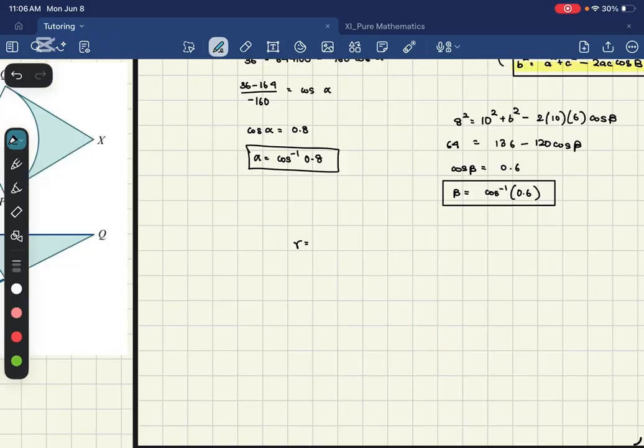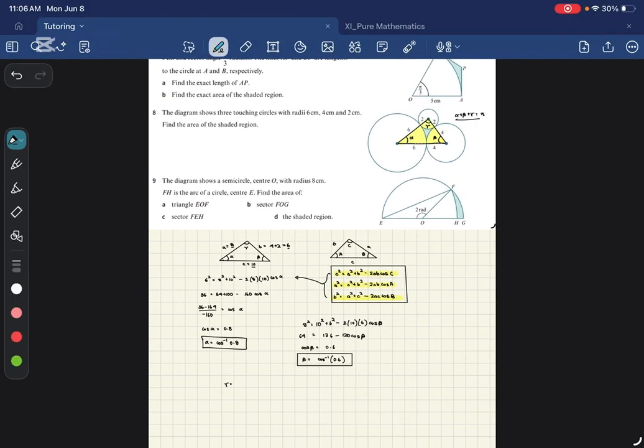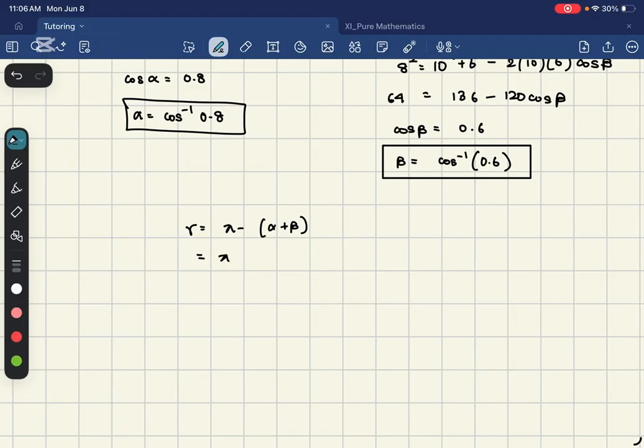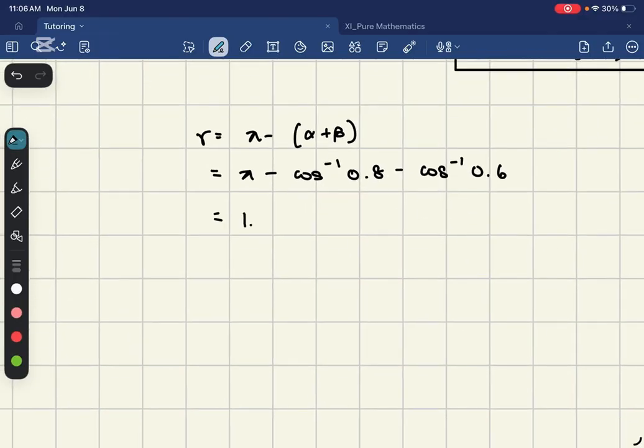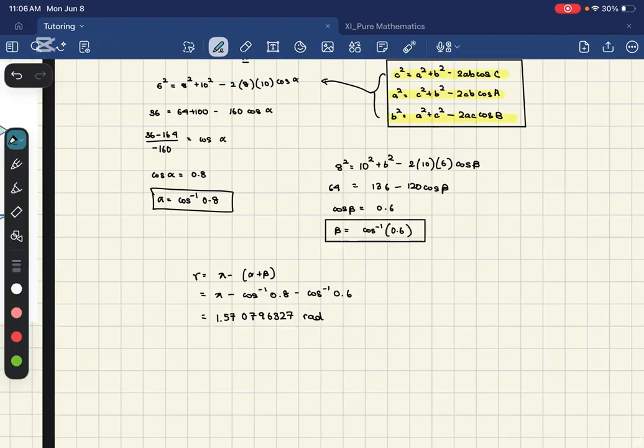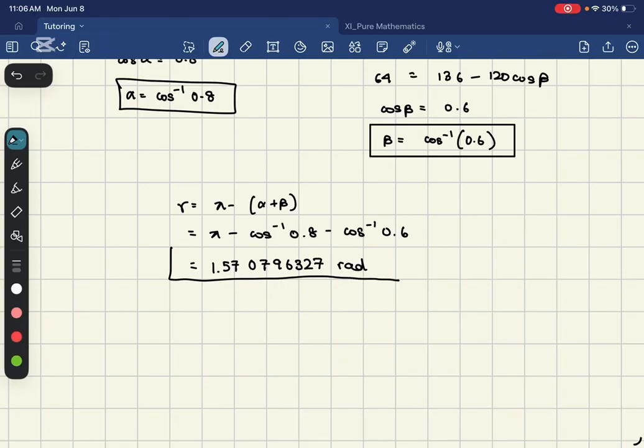And gamma, we remember this relationship. So gamma is just going to be pi minus alpha plus beta. It's going to be pi minus cosine inverse of 0.8 minus cosine inverse of 0.6. Alright, and now if you do this in your calculator, you get 1.570796327 radians. Alright, so that is going to be gamma. So we know alpha in radians, beta in radians, and gamma in radians.